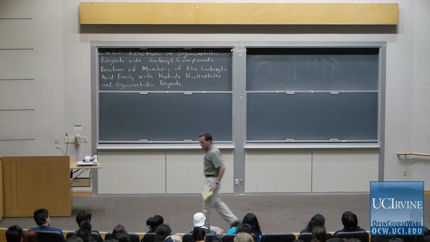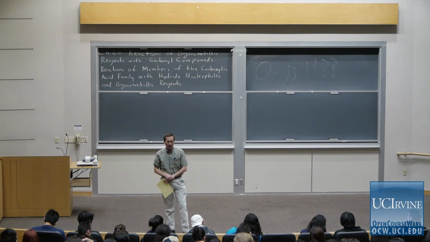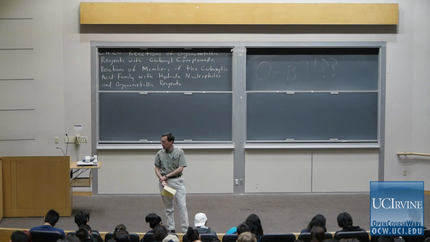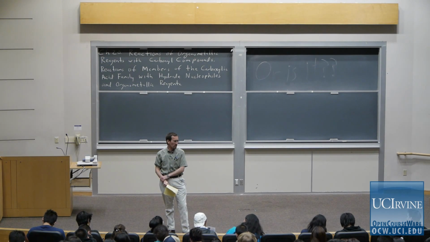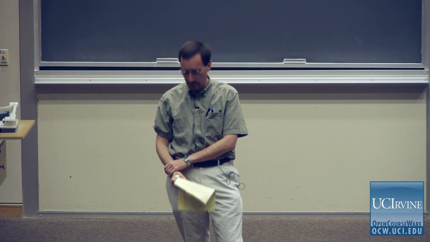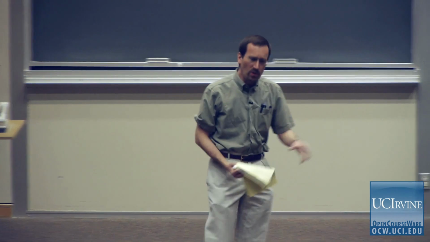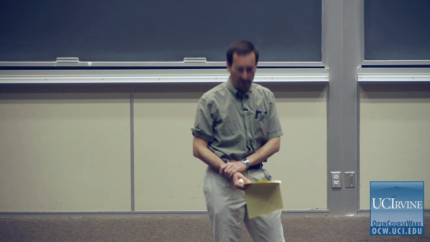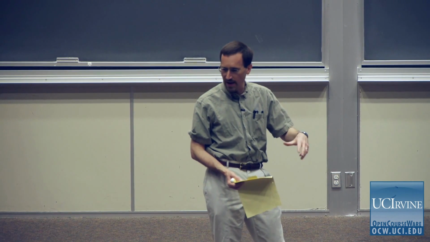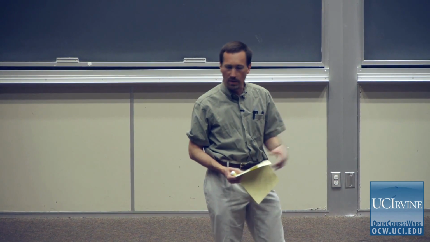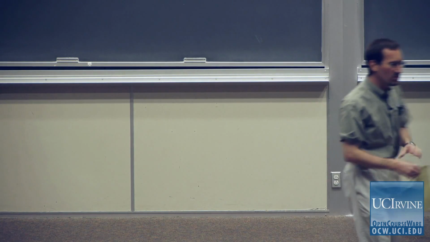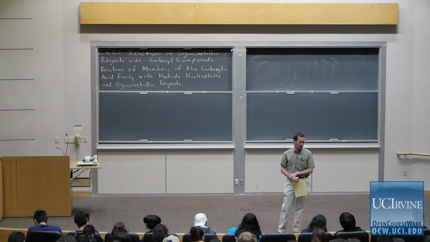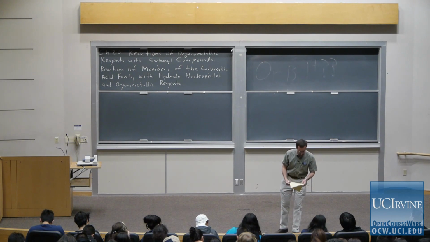So today we're going to continue our discussion of chapter 20, and I'd like to introduce organometallic reagents and talk about their reactions with carbonyl compounds and their reactions in general. And then we're going to talk about reactions of members of the carboxylic acid family with hydride nucleophiles and with organometallic reagents. And if there's time, we'll conclude by talking about use of these reagents and these reactions in synthesis.